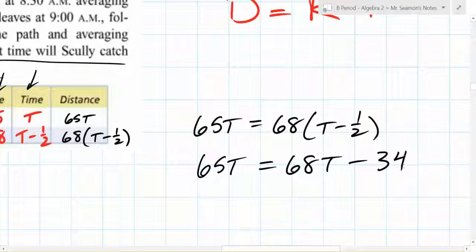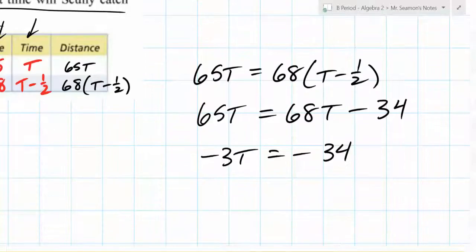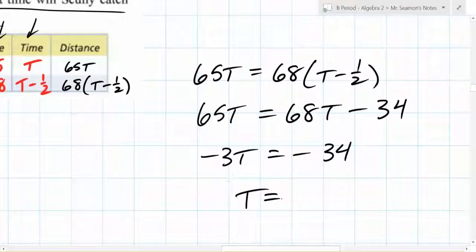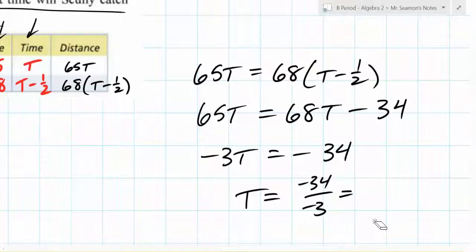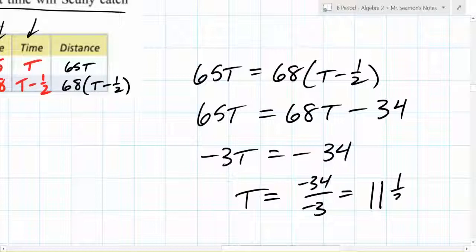34. Yeah. So you're going to get minus 3T is equal to negative 34. So what is T going to be? Negative 34 over negative 3, which is what? 11 and what? 11 and 30 minutes. Kids. 0.3. 1/3. There's a remainder of 1, right? So it's going to be 11 and 1/3 hours. Done.